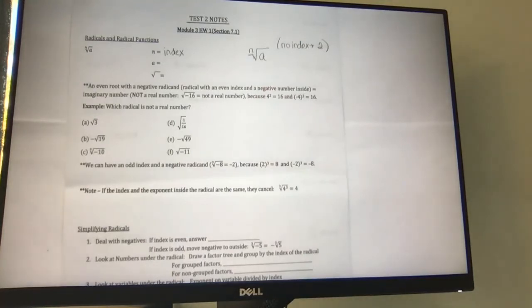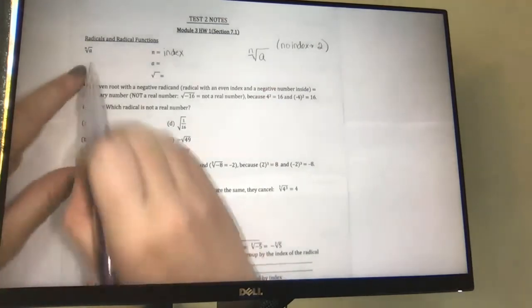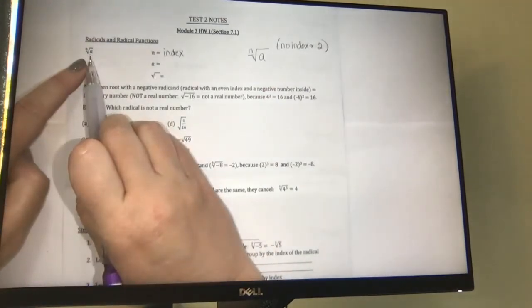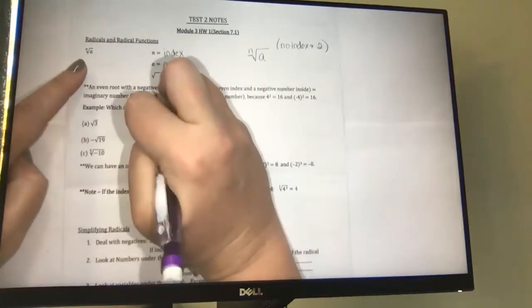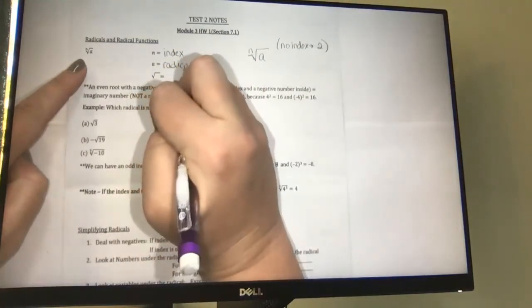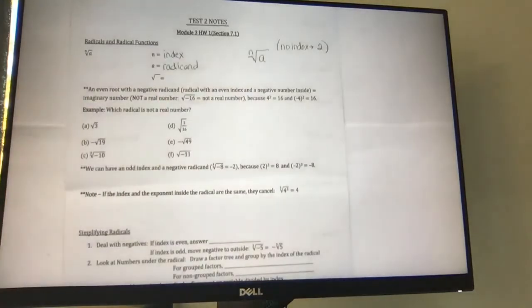Looks a little blurry to me, okay. All right, then the guy that's underneath the little kickstand that you're taking the root of, he's called the radicand. So I use that word a lot, radicand. So when you hear that, that's just the stuff that we're taking the root of, okay?